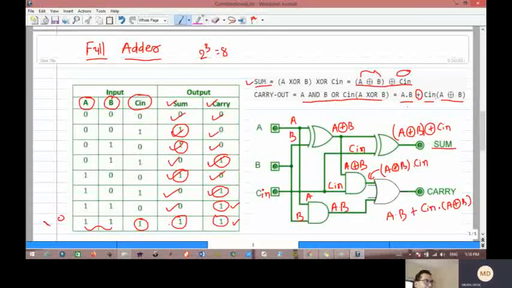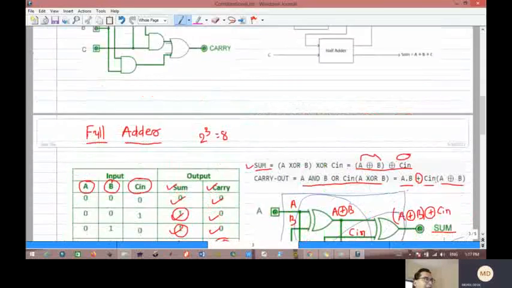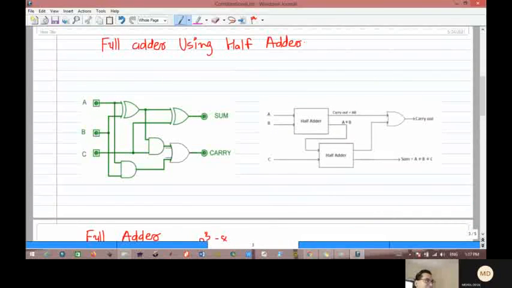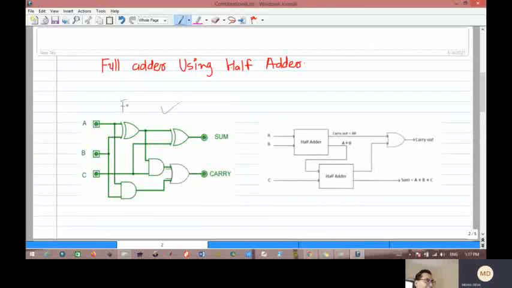So here the box is there. This one is the box of the combinational circuit. So A, B, and Cin are input, and we get the sum and carry as the output. So this is the full adder combinational circuit. Now, in this circuit, we observe that this is one half adder, and this is a second half adder. So if we want to make a full adder using half adders, again we are repeating this circuit. So this is the full adder circuit.